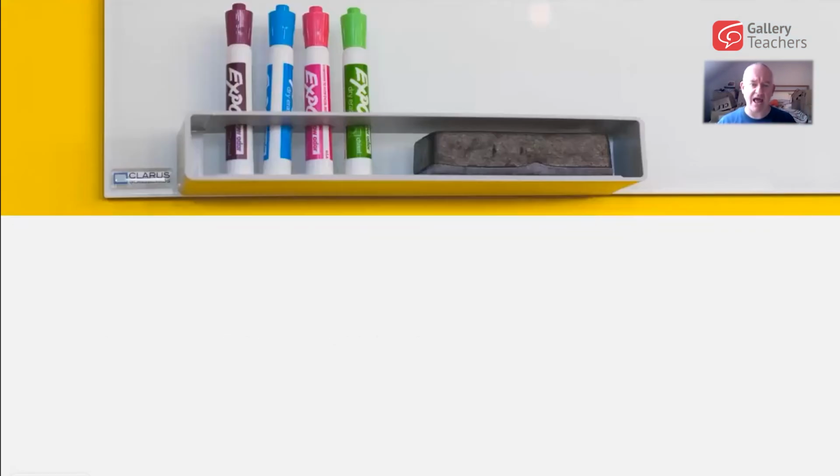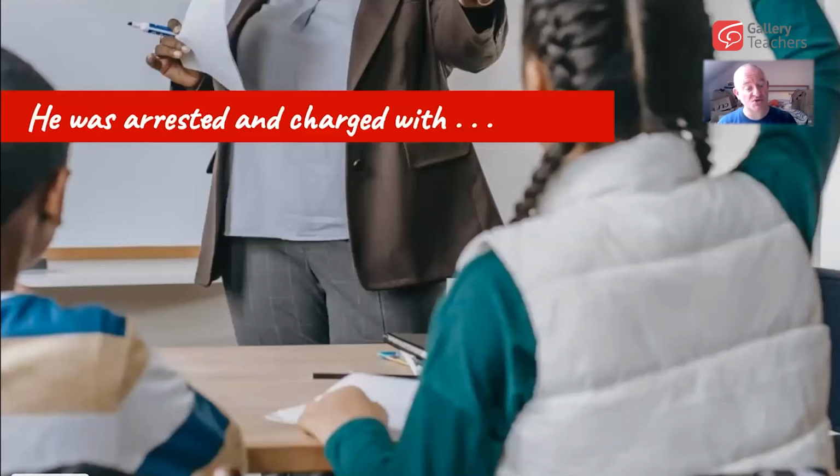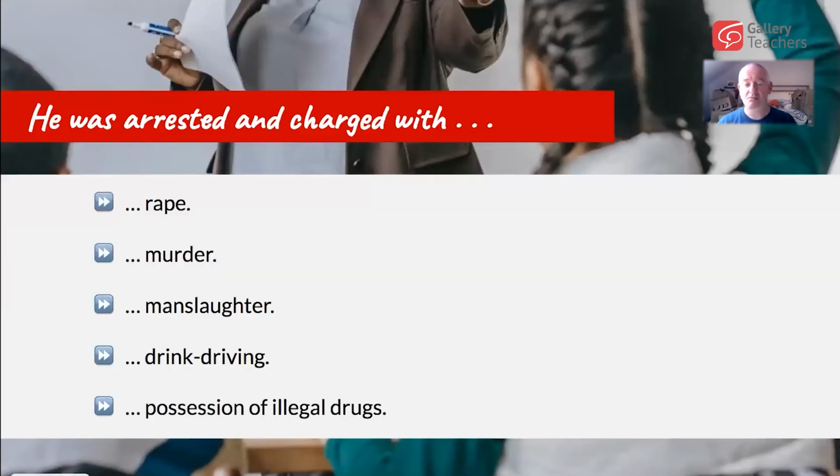And what you then end up with is more examples. So as I'm working through and I'm asking students questions and they're volunteering all these ideas, I might end up with something like, we fell out about a girl. I really fancied her. He ended up going out with her. Ugh. It's okay now, though. We've made up and they've split up. Someone broke into my car last night and stole the stereo, stole my iPhone, stole a handbag that I'd left on the back seat. He was released without charge after 5 hours of questioning. He was arrested and charged with rape, murder, manslaughter, drink driving, possession of illegal drugs.